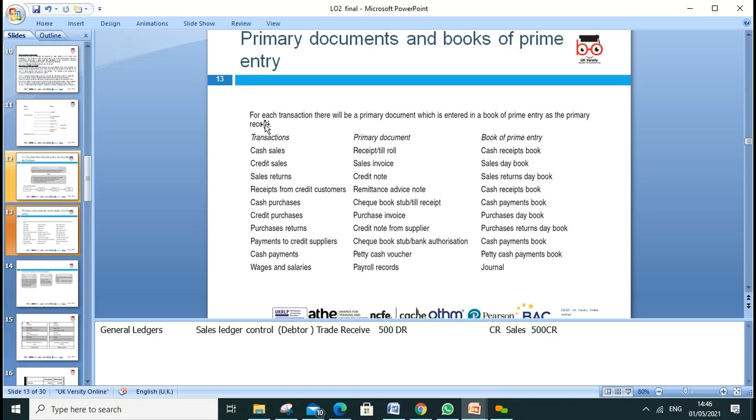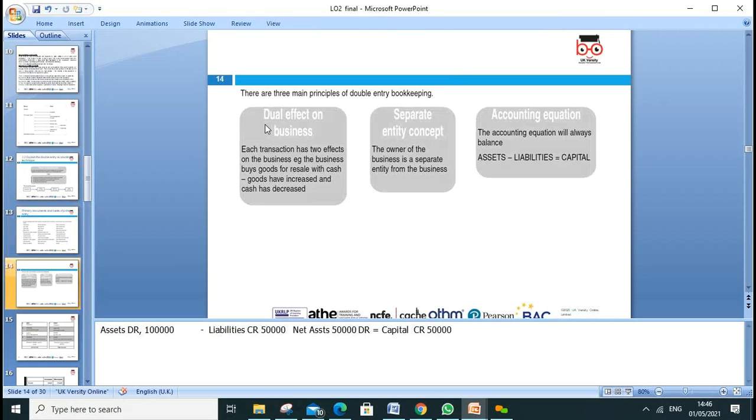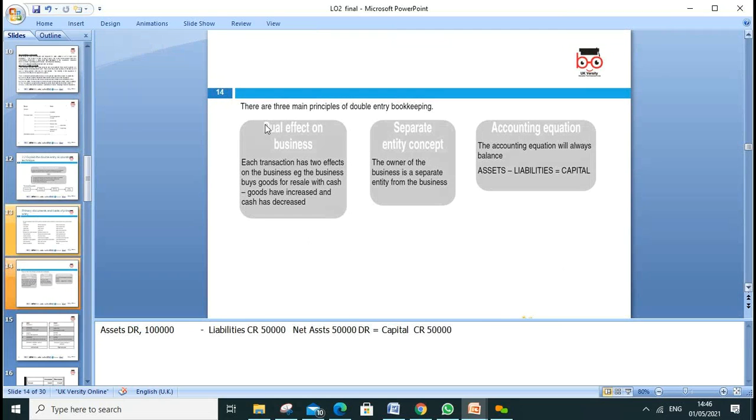So for a cash sale transaction, the cash is debit and the sales is credit. Double entry bookkeeping, we'll go through the rules in the next slide. Then we have a primary document and the book of prime entry, separately. But in the past, we used to record everything in the journal, and then transfer from the journal to the ledgers, not separate books, but traditional accounting. Now, of course, with the book of prime entry, everyone is working separately, with all the data embedded into one place.